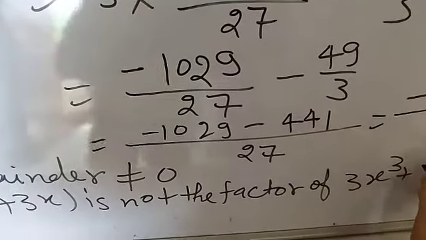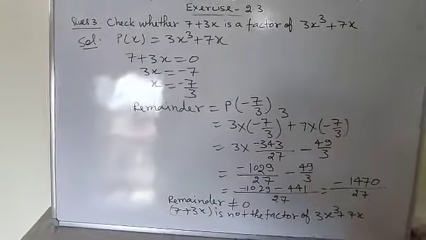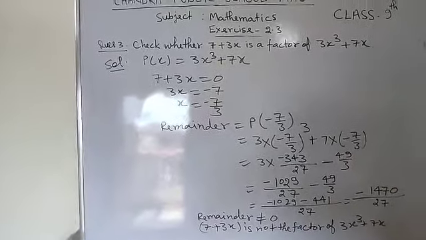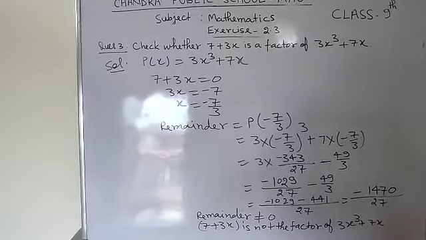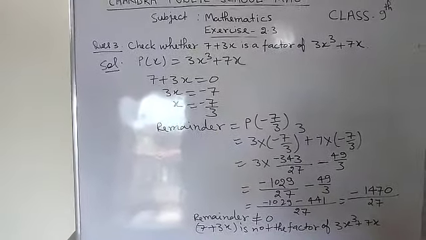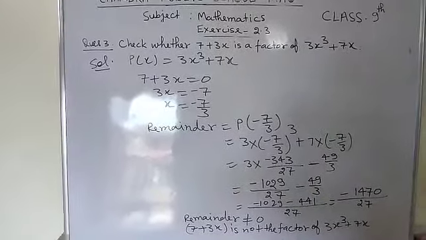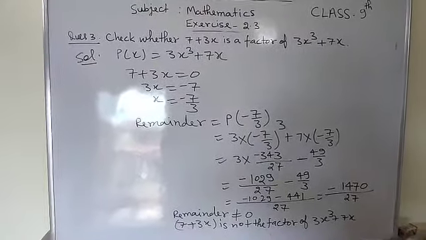So it is the complete solution, students. Here you get that the remainder is not equal to 0, so you can say that it is not a factor. So exercise 2.3 is completed. That is based on the remainder theorem. So once again you need to go through how to find the remainder using the remainder theorem. So thank you, students.